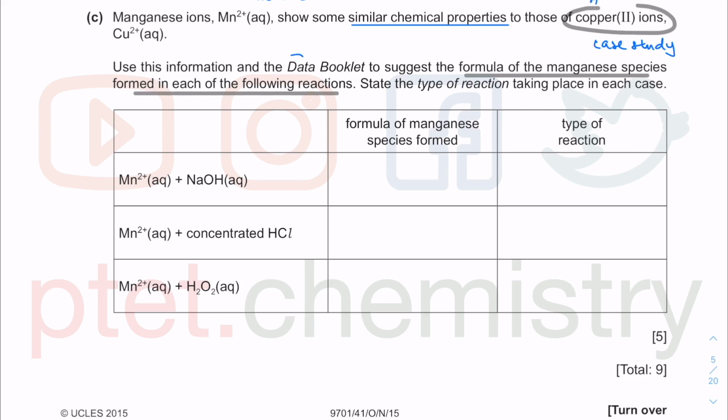When they say the data booklet, they're really talking about reactivity studies, especially for this H2O2, where you can get redox reactions. So you have to think about something called E0. So this is E-ox versus E-red. And then you need to think about the overall reaction, which is the E-cell.